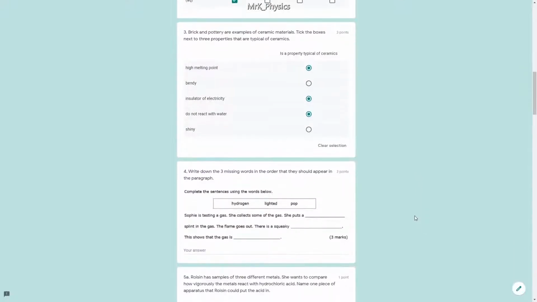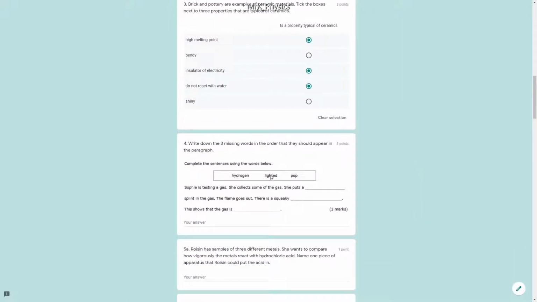Write down the 4 missing words in the order that they should appear in the paragraph. Sophie is testing a gas. She collects some of the gas. She puts a something splint in the gas. So we've got hydrogen, lighted or pop. So it's going to be a lighted or lit splint. The flame goes out. There is a squeaky. It's either hydrogen or pop. We'll go with pop. This is the hydrogen test, and therefore it shows the gas is hydrogen.